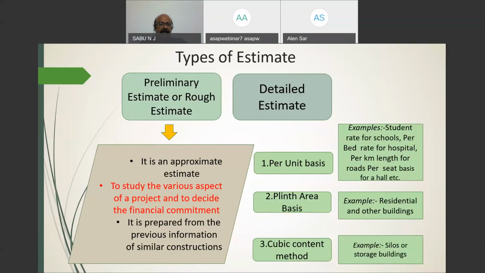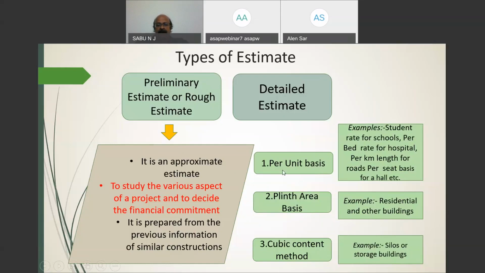Another important point in this regard is that this preliminary estimate is prepared from the previous information of similar construction. That means we have past experience in executing construction having the same type of specification, and comparing with the actual cost incurred for the project, that can be taken for the estimate purpose. Then we can adopt three types of approximate estimate.